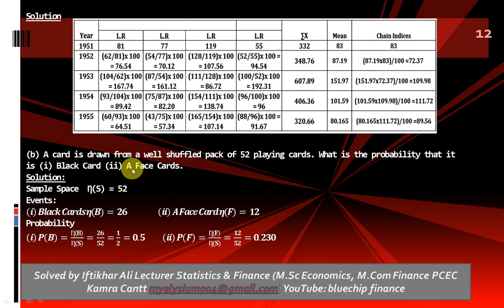And number two, a face card. The face card count should be 12 because there are 12 face cards out of 52 playing cards. The third step is to calculate the probability. The formula is very simple: just divide the event by the sample space. So 26 by 52 equals 0.5, indicating there is a 50% probability that the card is a black card. And there is a 23.0% probability that the card is a face card.